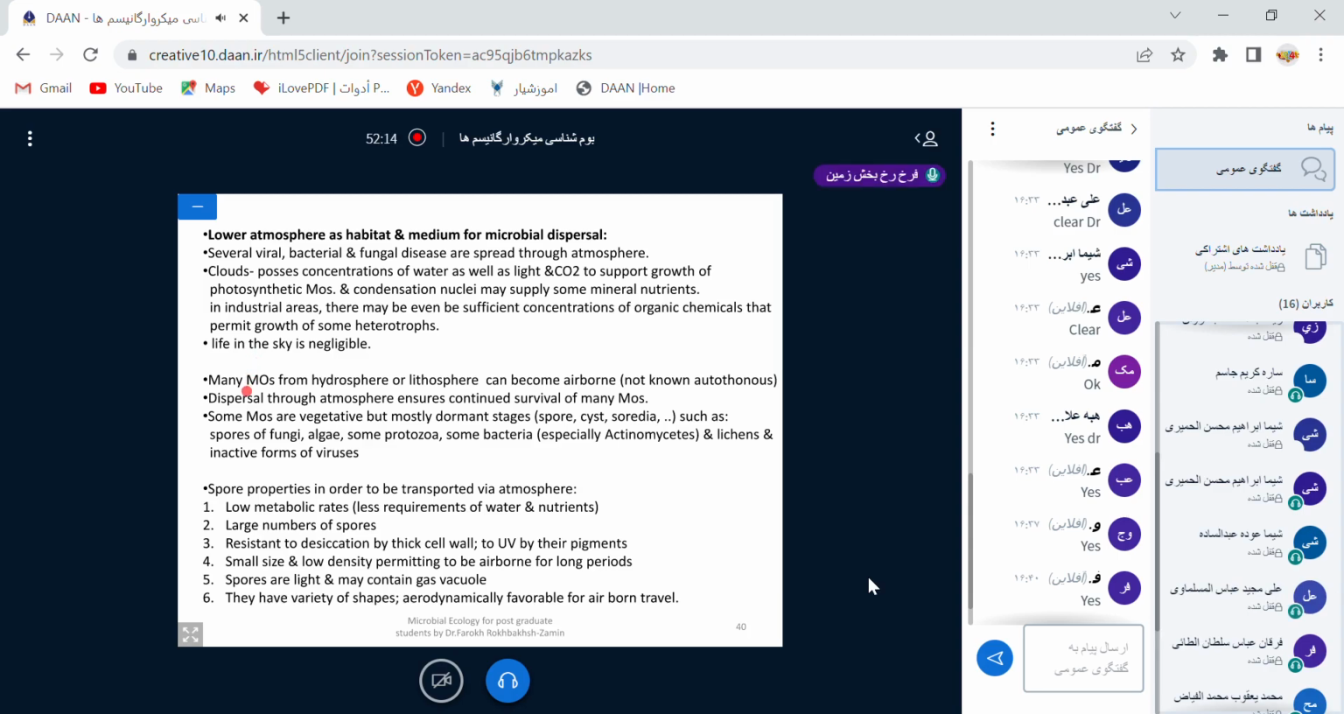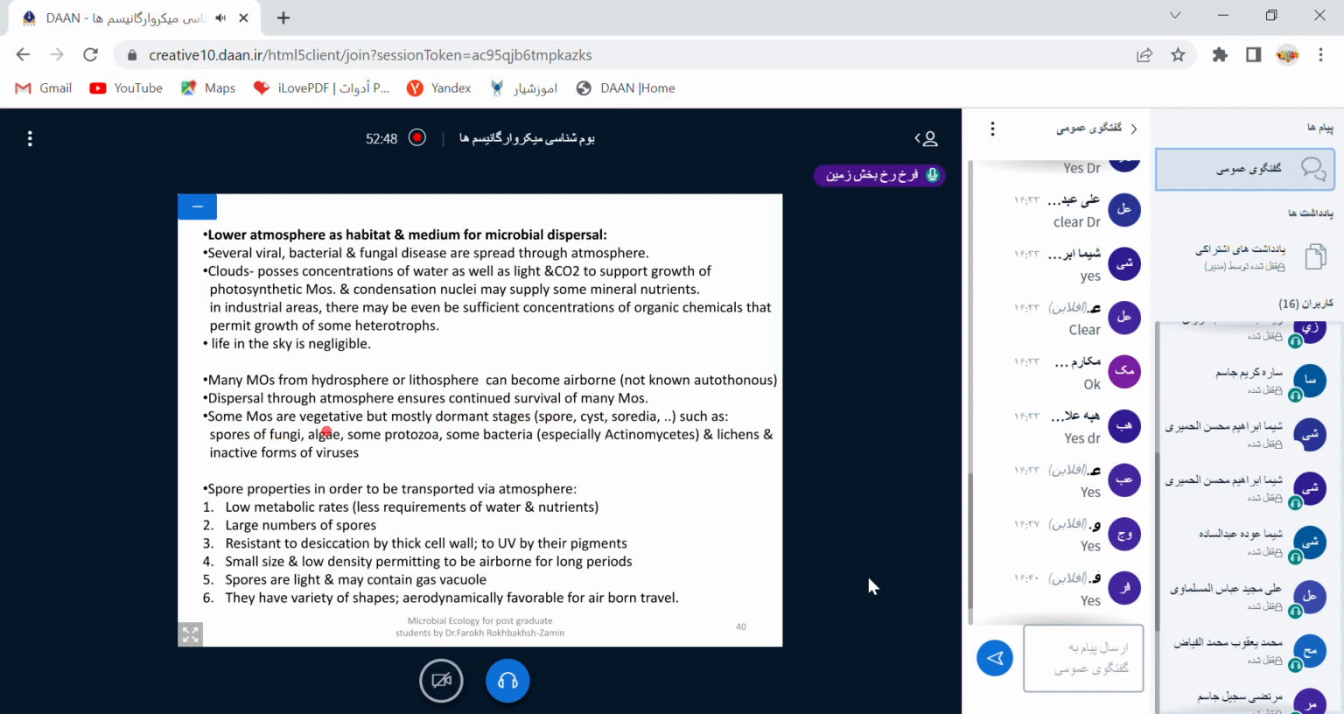Many microorganisms from the hydrosphere or lithosphere can become airborne, but they are not autochthonous. They can be in the air for a short time only, for dispersal. Dispersal through the atmosphere ensures continued survival of many microbes.